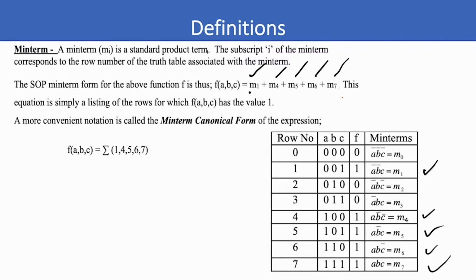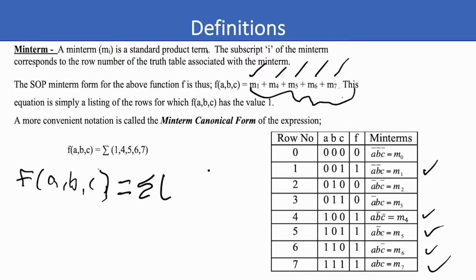Now, we don't even have to write all these like that. We can use the standard function of ABC. This is the summation sign here, the summation, which is the sum of products of these standard product terms: 1, 4, 5, 6, 7. So I'll write that out again. Function of ABC equals the summation of row 1 product term, row 4 product term, row 5 product term, row 6 product term, and row 7 product term, which is exactly the same as that.